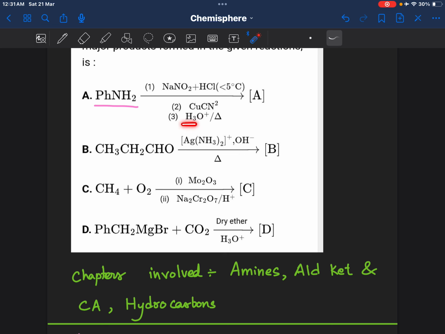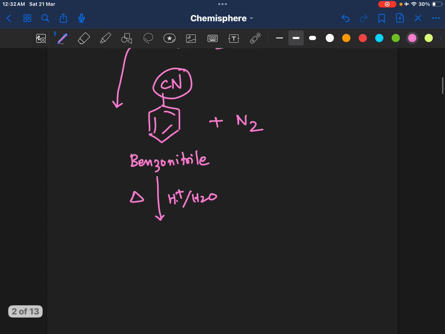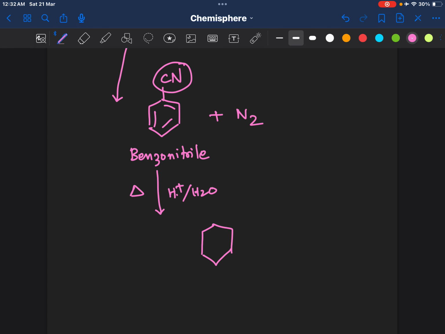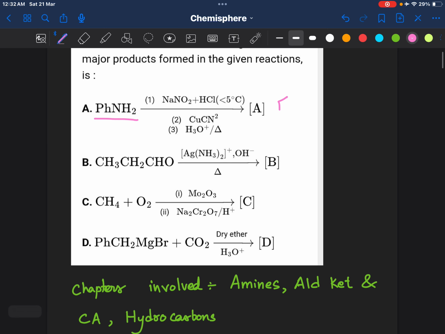Then we have a third step: acidic hydrolysis and heat. When we do acidic hydrolysis and heat to a CN group, we know that it gets converted into a carboxylic acid. So in the end we will be getting benzoic acid as our answer. So A is nothing but benzoic acid. I will draw the structure here. So this is A.